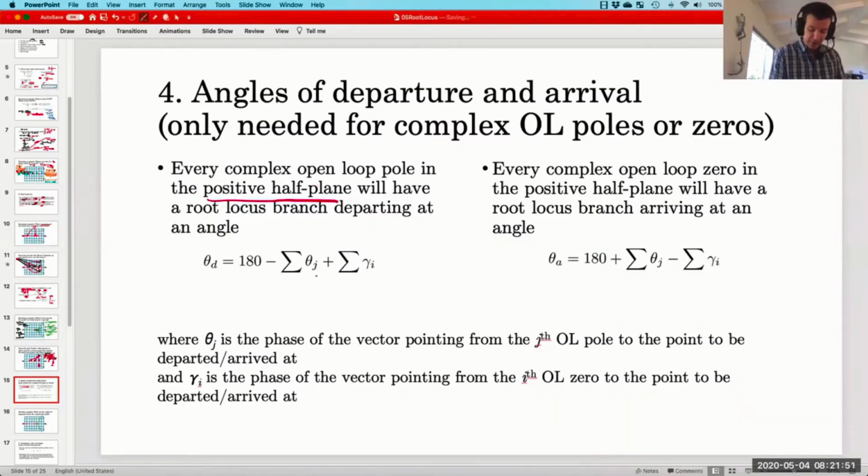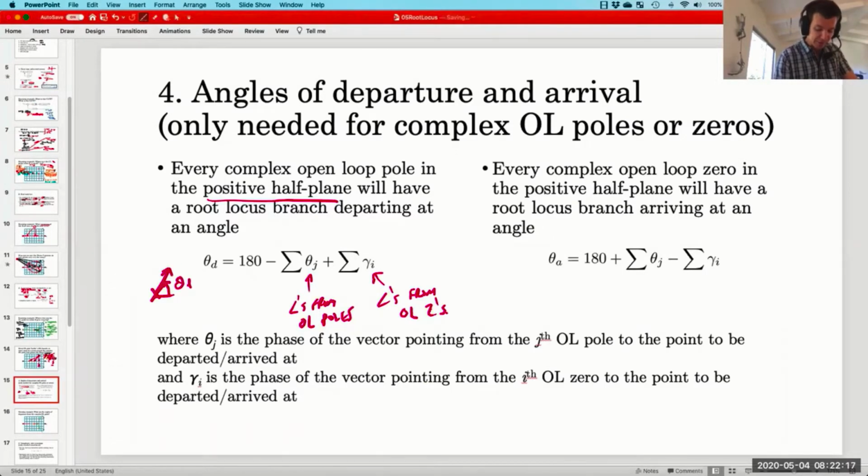And as I used the notation before, these are angles from open loop poles, and these gammas are angles from open loop zeros. So these are departure angle calculations, and they represent the angle measured from the positive real direction, at which the root locus branch departs an open loop pole. The analogous quantity over here would be an arrival angle.